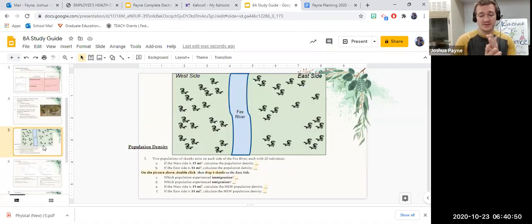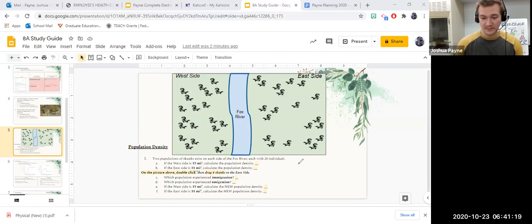Next, we have immigration versus emigration and population density. Remember, for population density, all we have to do is take our number of organisms and divide it by our area. So on the west side, let's say we have 20 skunks. That's the top of the equation, and it says the west side is 15 square miles. 20 divided by 15, right? And that's going to give us our population density.